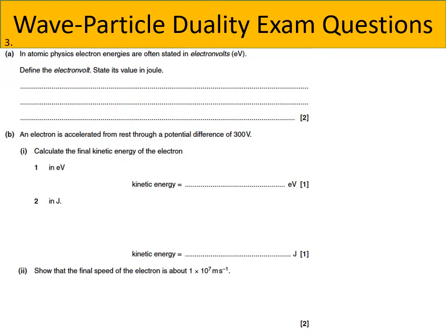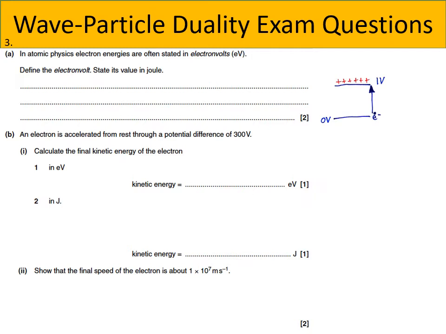Question number 3, part A. In atomic physics, electron energies are often stated in electron volts, eV. Define the electron volt and state its value in joules. So let's imagine you've got some parallel plates, and you've an electron down there at the bottom, and you've got the other plate that is positively charged and has a potential difference of 1 volt.